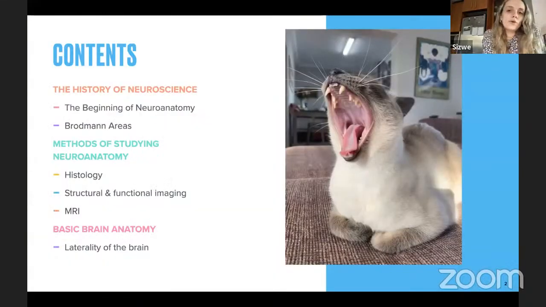So contents today. We're going to start with the history of neuroscience, specifically looking at neuroanatomy and how that was formed. We're going to look at something called the Brodmann areas that were designed by one of the forefathers of neuroanatomy, if we can call it that. We also are going to then look at the methods of studying neuroanatomy. So obviously there's a couple of ways that we can investigate neuroanatomy. Specifically, when we're talking about neuroanatomy, we literally are meaning anatomy. So the brain and all of its ins and outs. So all these gross sciencey things, all these gross medical things, histology, structural and functional imaging, and then MRIs. And then just some basic brain anatomy, just to kind of contextualize ourselves.